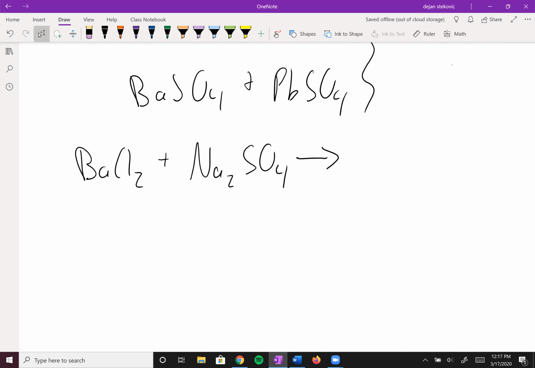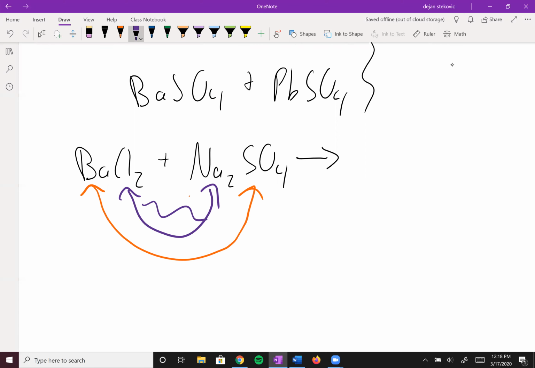So the first thing to figure out is what the products could possibly be. And to do that, you're basically going to mix and match the cations and the anions. So you're going to swap them out for one another. So the first swap out we can see in purple here forms NaCl, sodium chloride, and actually 2 of them. The second swap out that we can see here in orange is barium sulfate. So that's the products they're going to form, and then you have to think about your solubilities.